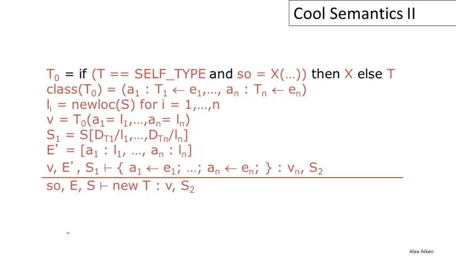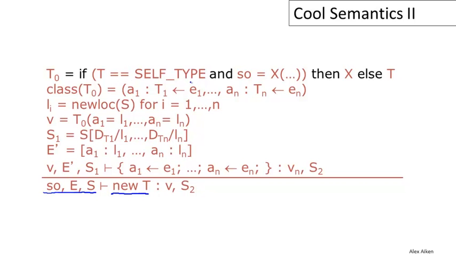At this point, we're ready to actually define the formal semantics of new T. We're going to be allocating a new object of type T, and it's going to be in a context with self-object S0, environment E, and store S. The first thing we have to do is figure out what kind of object it is that we're actually going to allocate. The only question is whether T is self-type or not. Because remember, self-type is not the name of an actual class. If T is not self-type, then the class that we're going to allocate is actually a T. T is actually a class name, and that's the kind of object we're going to allocate.